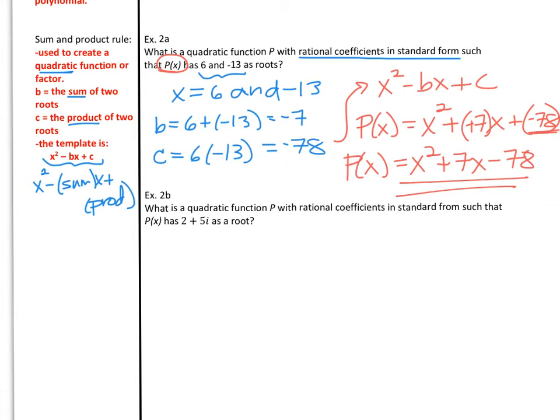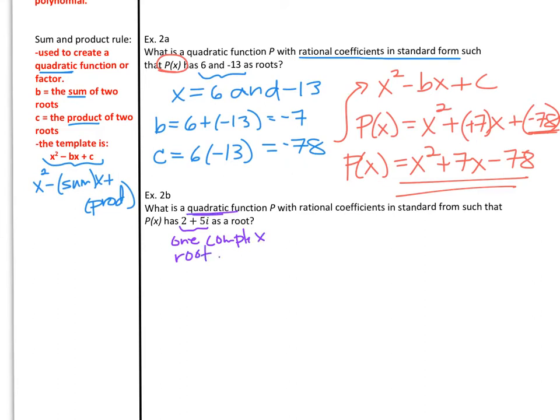All right, one more example. What is the quadratic function? Again, p with rational coefficients in standard form. And now p of x has 2 plus 5i as a root. This is an example of a complex root. 2 plus 5i, that's one root, but it's complex. So one complex root.